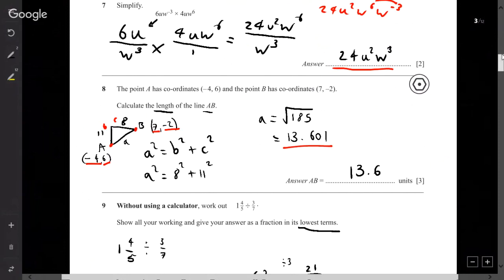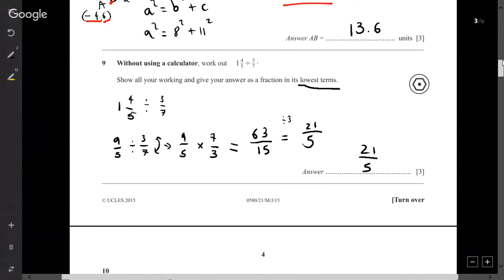Okay, question number 9. Without using a calculator, work out this. Show all your working, giving your answer as a fraction in its lowest term. Okay, so here's our little equation. You might remember, first of all, the easiest way to do it is we need to make this into a fraction.